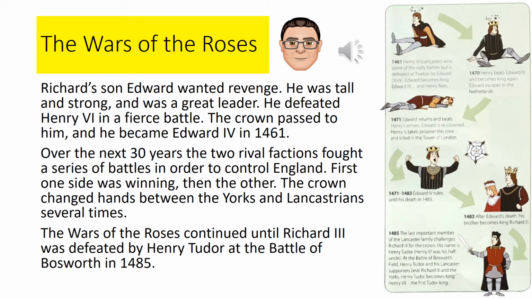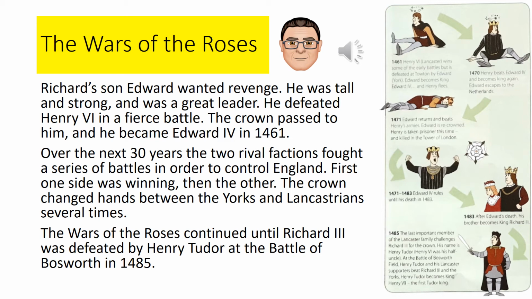Richard's son Edward wanted revenge. He was tall and strong and powerful, and he was seen as a great leader. He defeated Henry VI in a battle, and then the crown passed on to him. He became Edward IV in 1461.